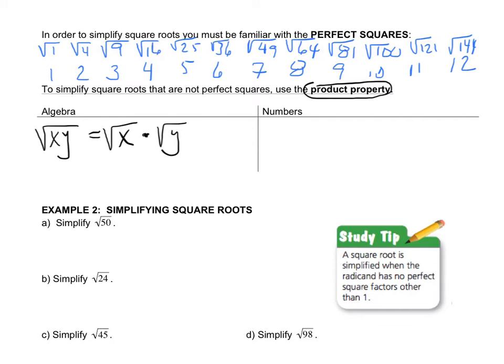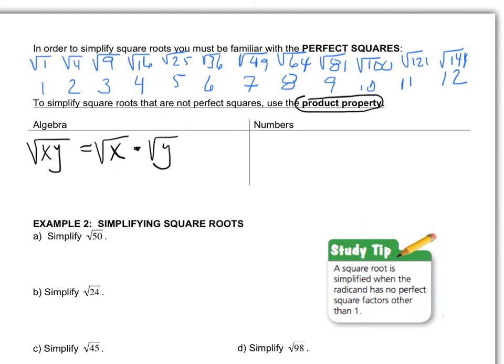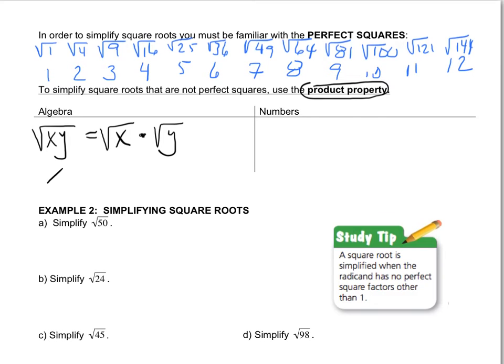We also have to keep in mind that x and y are 0 or greater. Reason being is I can't have a negative and take the square root of it. So I have to have them both being 0 or greater. So what does that look like as far as numbers goes? Well, here would be an example.